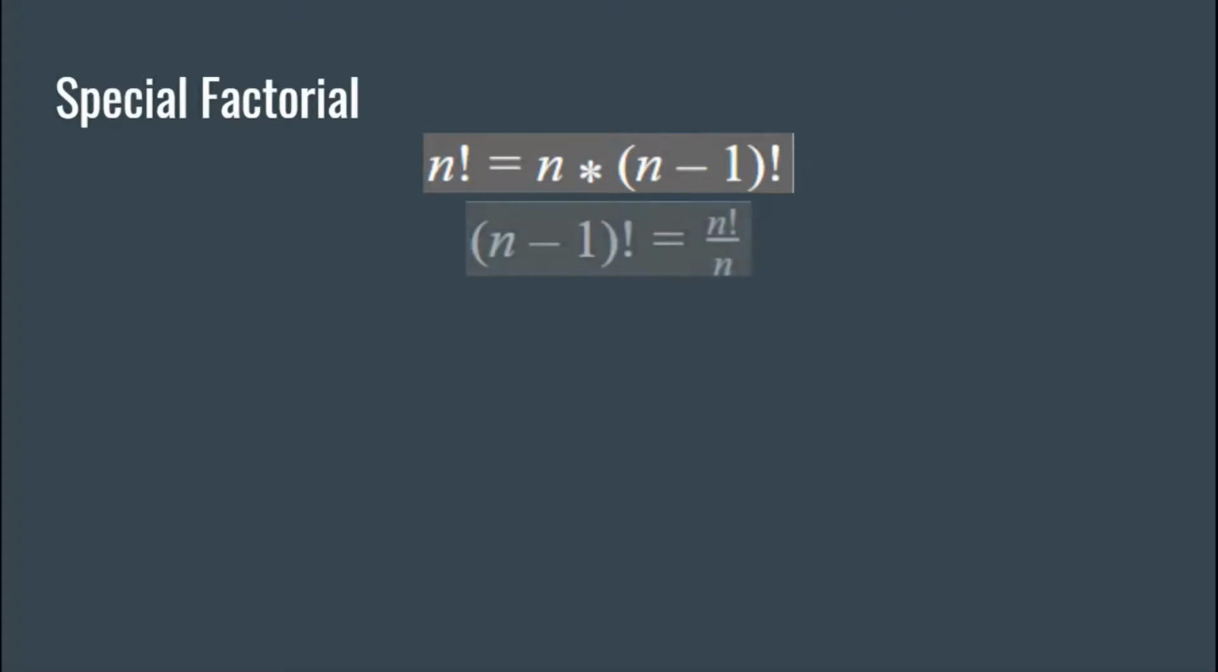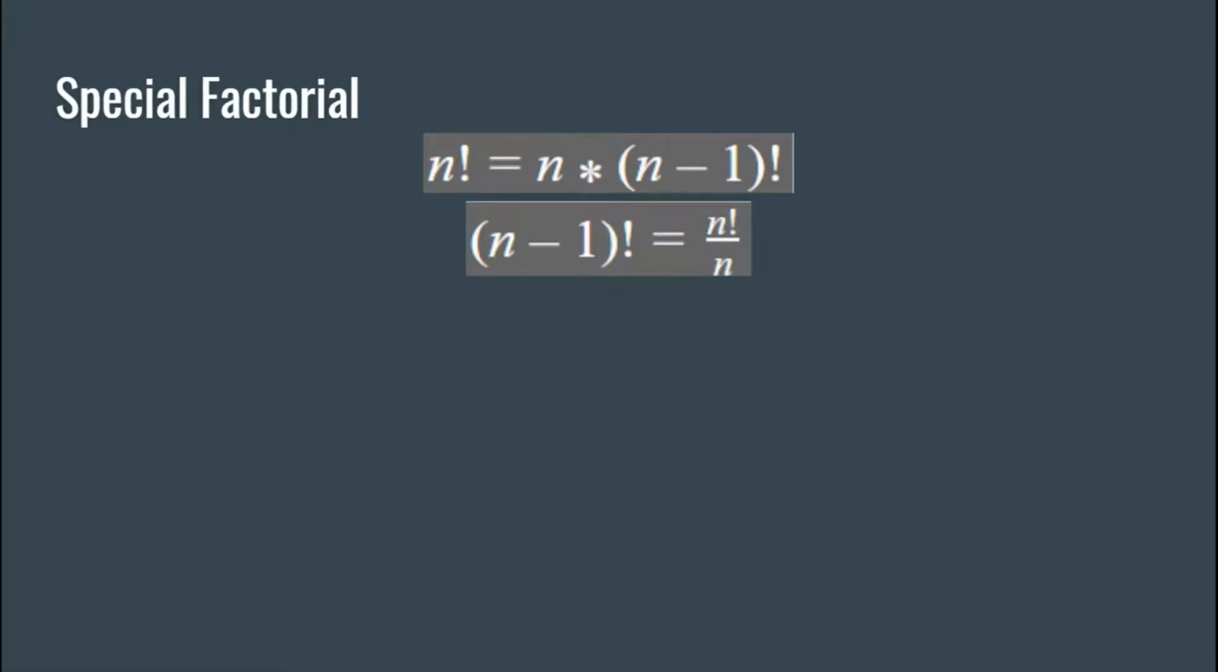So there's this special factorial that I do want to mention. 0 factorial is equal to 1. And you might be wondering, well, how does that work out? Okay, so let's start with this. So we know that n factorial is equal to the starting number n times n minus 1 factorial. Right, so each number less than n, 1 less than n, until you get down to 1. So we can actually rewrite this and divide both sides by n. So I get n minus 1 factorial is equal to n factorial over n.